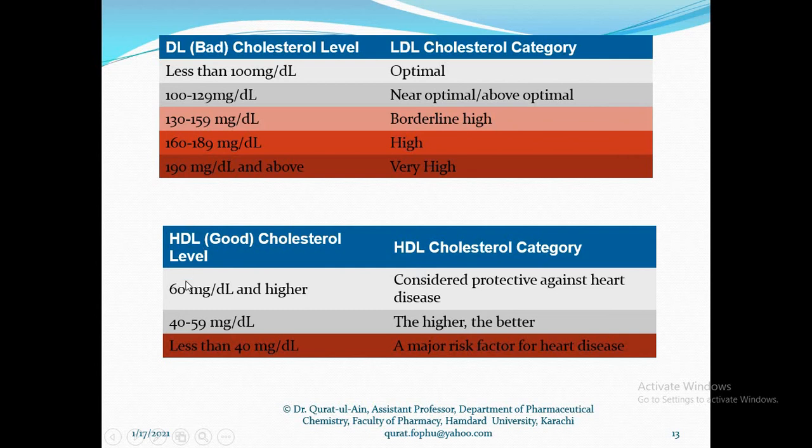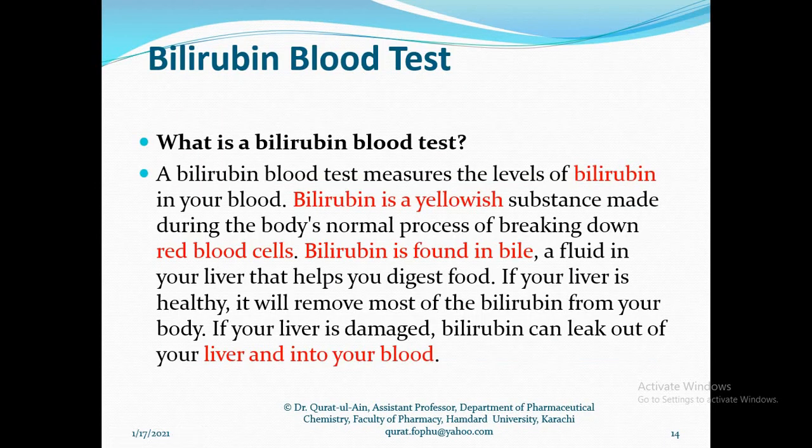Similarly, we can find out the HDL in the blood, and if a person has HDL of 60 milligrams per dL or higher, that person is considered protected against heart disease. So by finding the concentration of LDL in a person's blood, we can see whether the person is at risk of heart disease or not, and by calculating the concentration of HDL in a person's blood, we can find out whether the person is protected against heart disease or not.